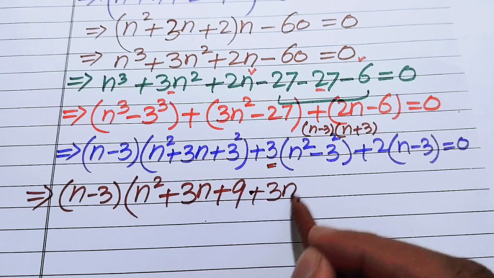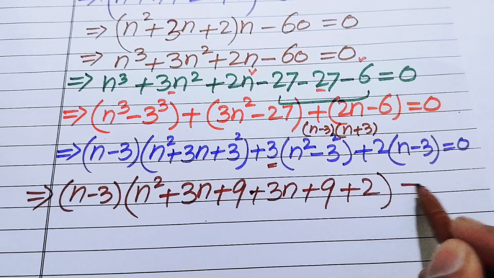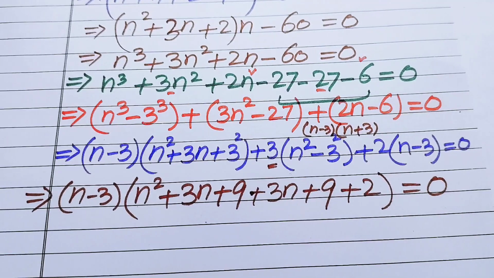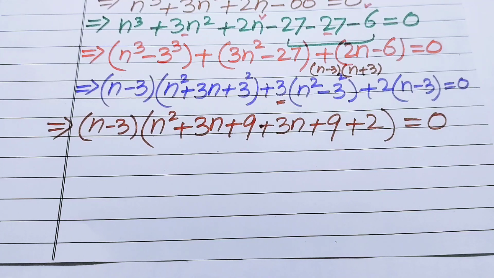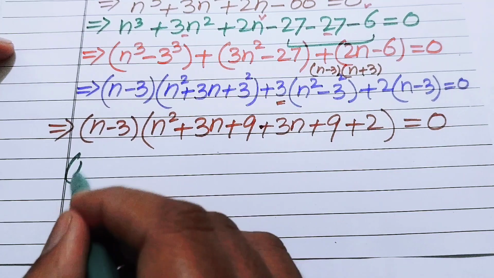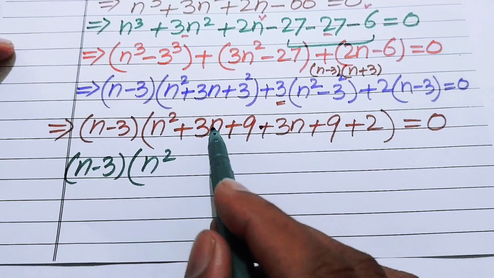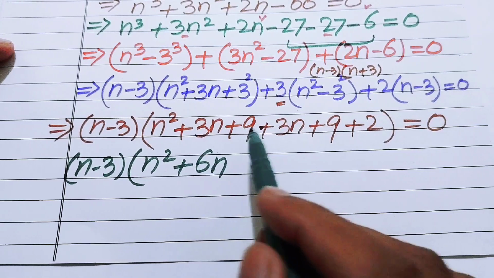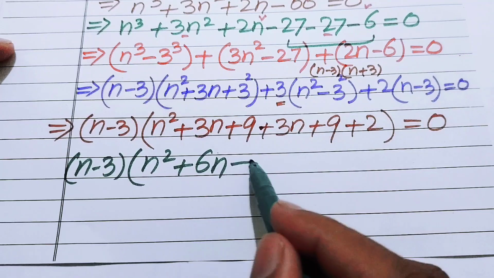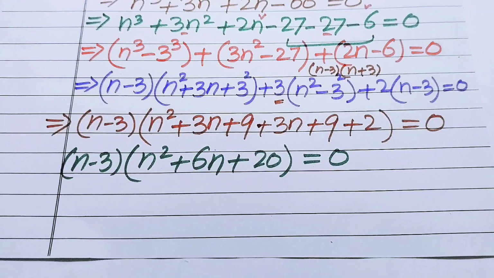plus 3 times of n plus 9, and now we take common n minus 3 and here you get only 2 and this whole equation equals to 0. So now in the next step we will just add the like terms here, and you see that the like terms are n minus 3 times of n squared, and you have 3n plus 3n which is equal to 6n, and 9n plus 9n plus 2 equals to 20, and this whole equals to 0.